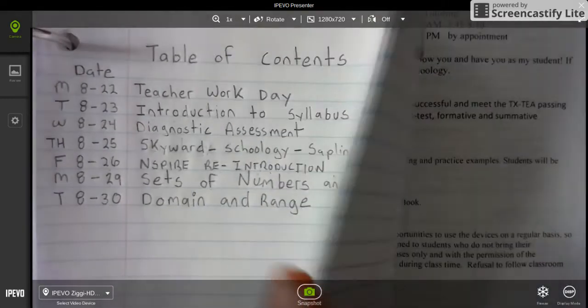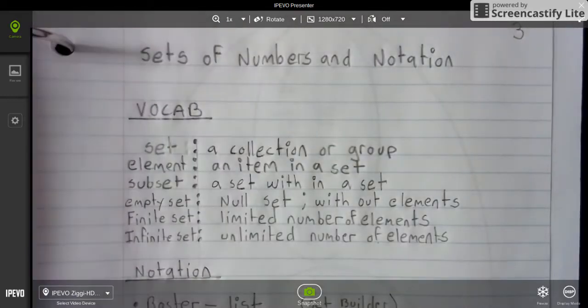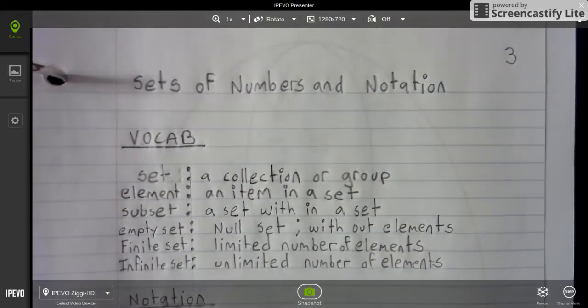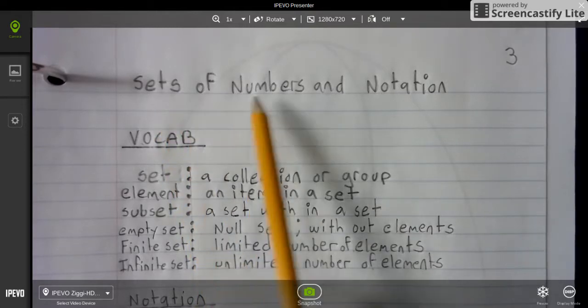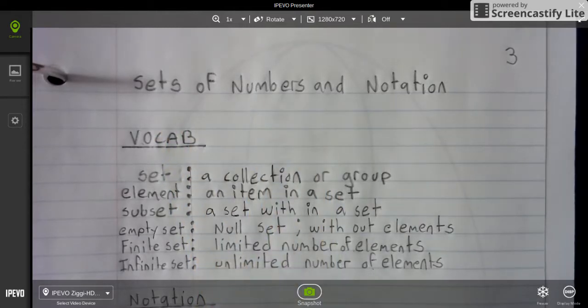So if you would, turn to your journal in section 3 and get out a blank sheet of paper or notebook paper to record notes. Make sure there's a title, sets of numbers and notation. I've pre-written the information so that we can save time in the video and you can basically record as you're listening to me go over it.